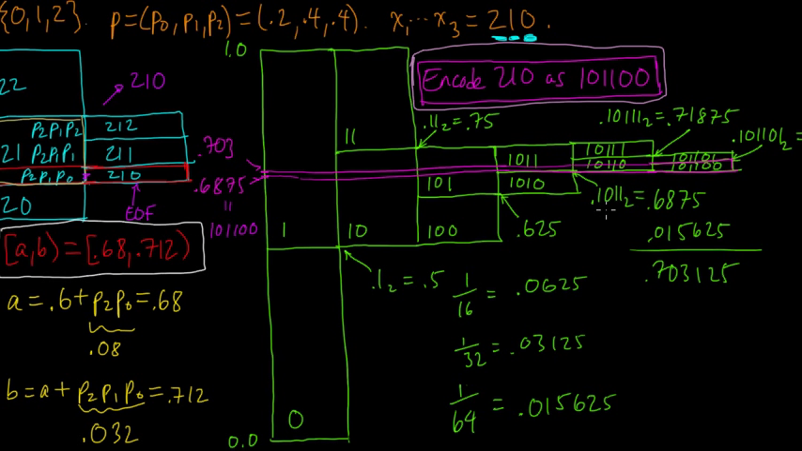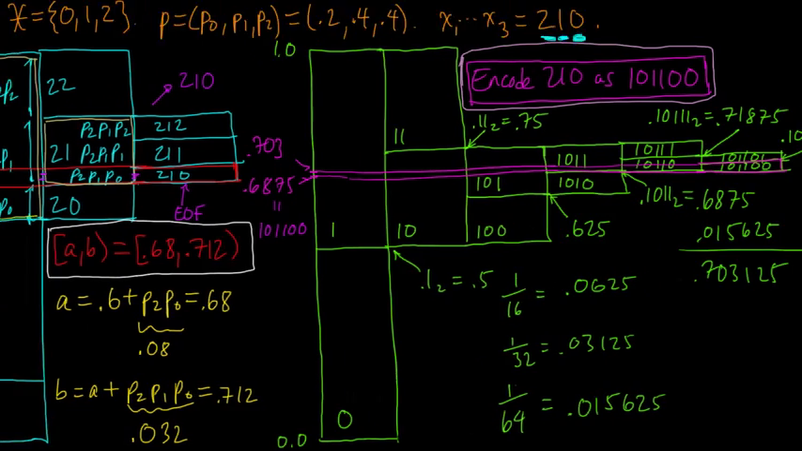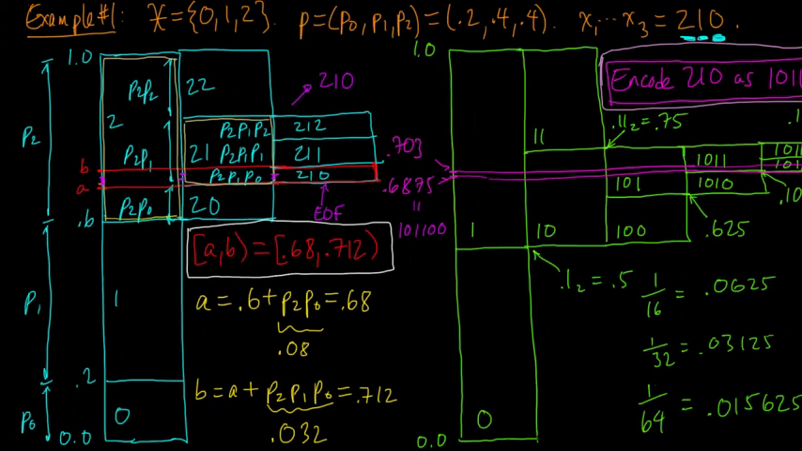We got 0.1011 in base 2, which is 0.6875. That's contained in the interval from a to b. And you might say, why not, instead of using this whole thing, 101, 100, encode 210 as just 1011? Then during decoding, that was this number right here. You would know 1011 corresponds to this number.